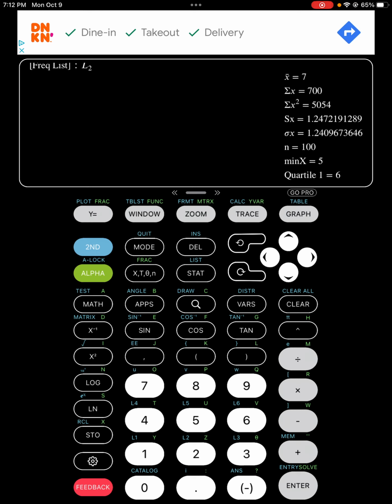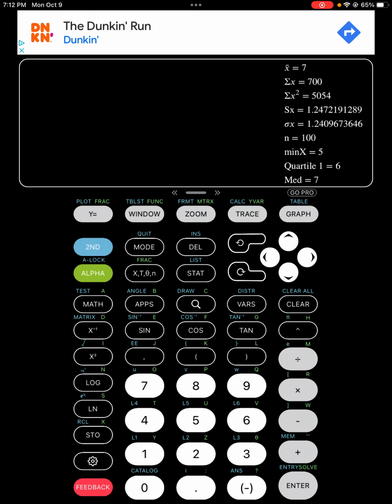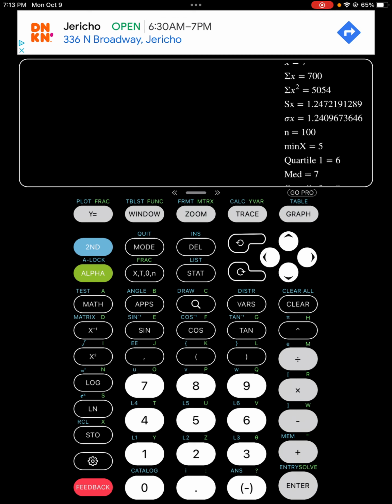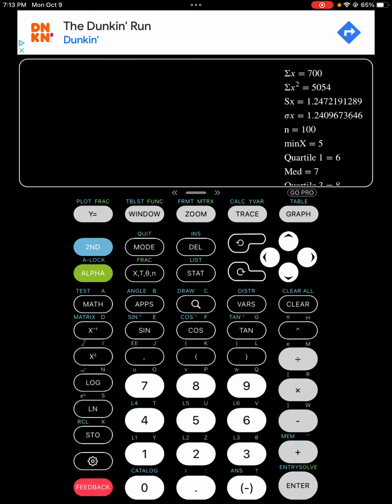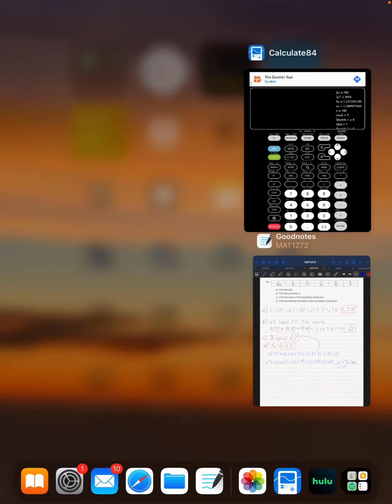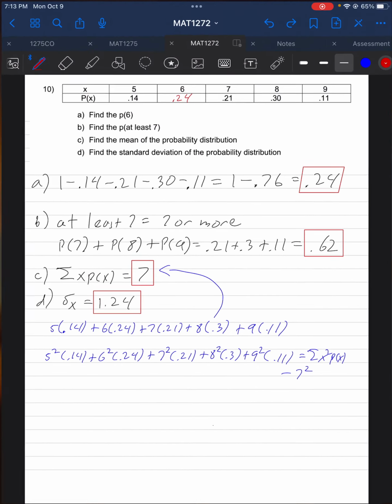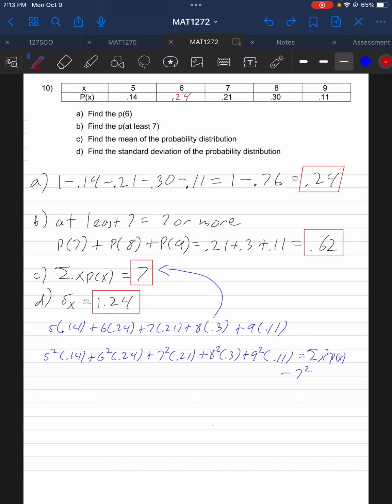Now it shows us our mean is 7, which is accurate. It shows us the sum of our x's is 700, which is not accurate. The sum of our x squareds is 5054, which is not accurate. Thankfully, we do not really need those numbers anyway. But we're taking our sigma x, which is 1.24, and that is our accurate number. Putting in all of those percentages as whole numbers changed a little bit, but actually didn't change the numbers that we want, which is a good thing. So 7 is the mean, and 1.24 is the standard deviation.